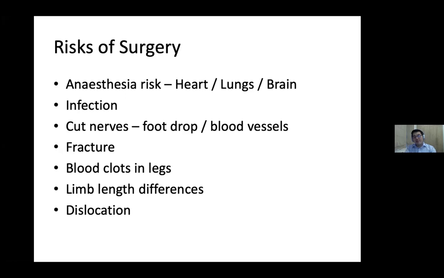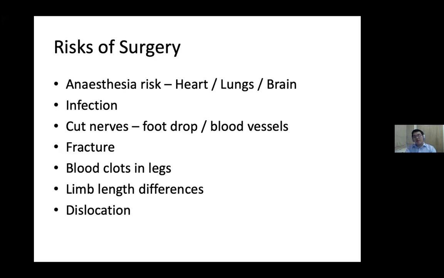The risk of cut nerves leading to the foot being unable to be raised up is a possibility, because there's a large nerve which runs at the back of the hip replacement, or the back of the hip itself. This can be avoided by doing surgery carefully. I tend to give more time for hip replacements to ensure that this doesn't occur.